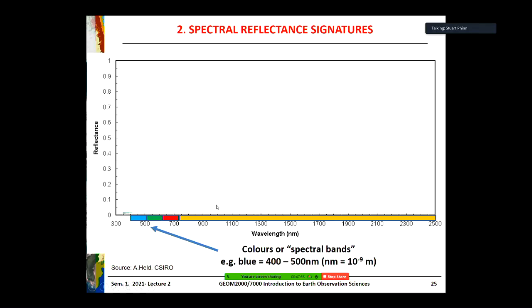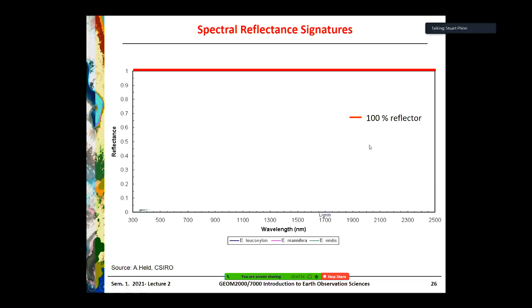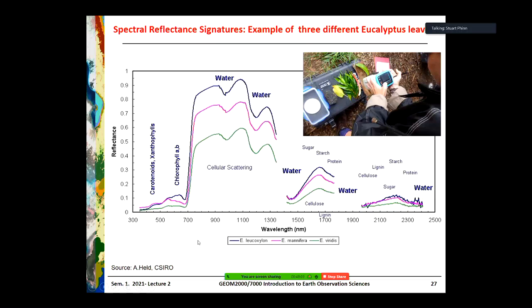Typically, we would refer to them as colours. They're also referred to as spectral bands. And remember, the spectral bands are the layers within the image. And a nanometer is 10 to the minus 9th meters. The vertical axis is the amount of sunlight reflected into a pixel. If we had an object that reflected light uniformly in all directions, its signature would look like that. That's pretty rare, to have anything that looks like that.